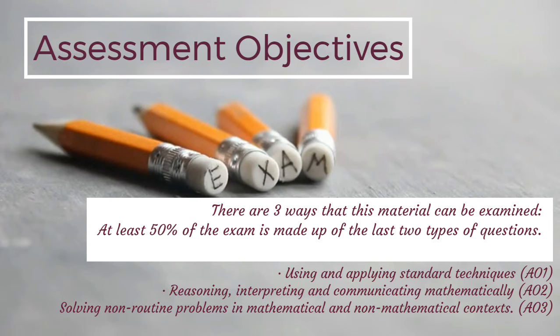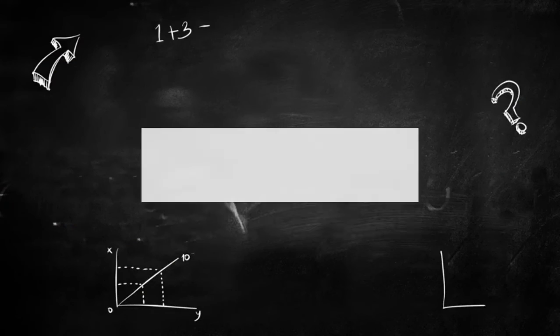AO1 is using and applying standard techniques. AO2 is going to be the types of questions where you will be reasoning, interpreting, and communicating mathematically. And AO3 is the type of question where you will be solving non-routine problems in mathematical and non-mathematical contexts.